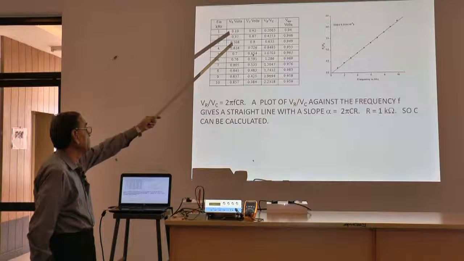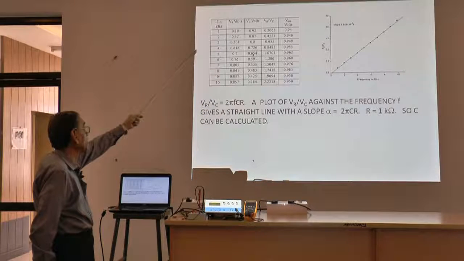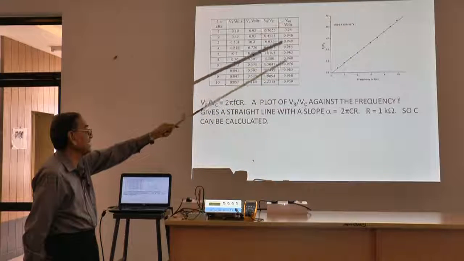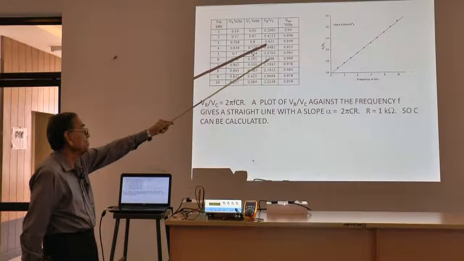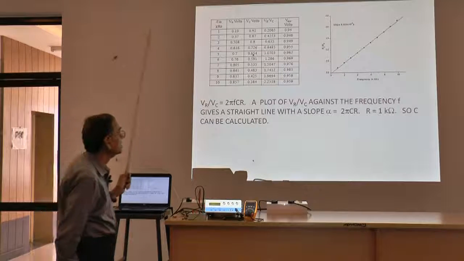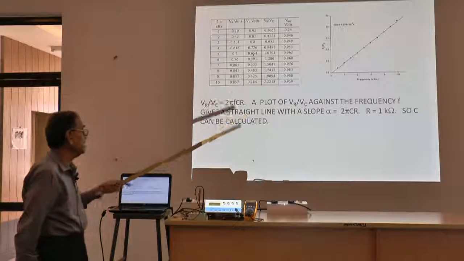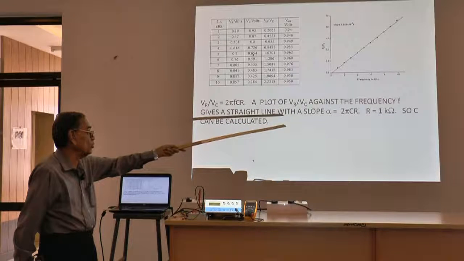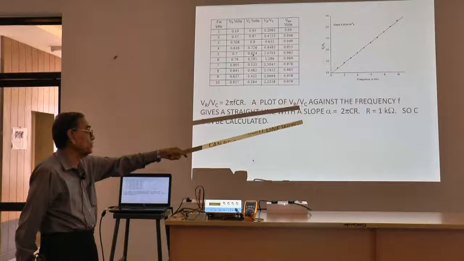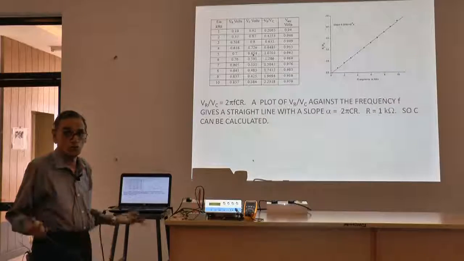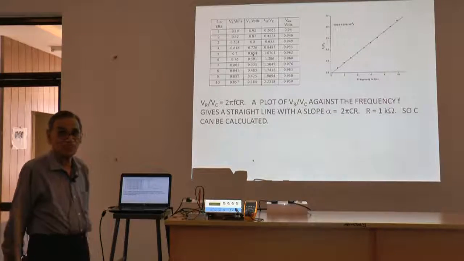So calculate VR by VC, plot it against the frequency. You will get a straight line. Slope is 0.223 times 10 to the power of -1 seconds. Equate the slope alpha to 2 pi C R. R is 1 kilo-ohm. Calculate C. C will come out to be 0.33 microfarad.